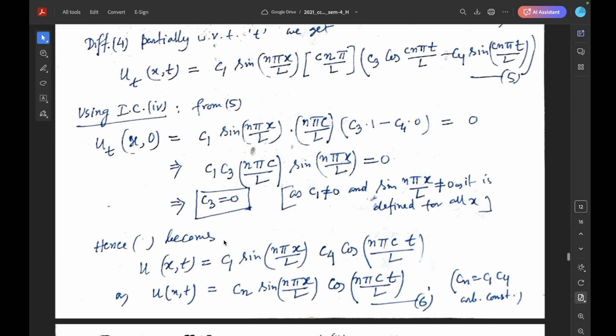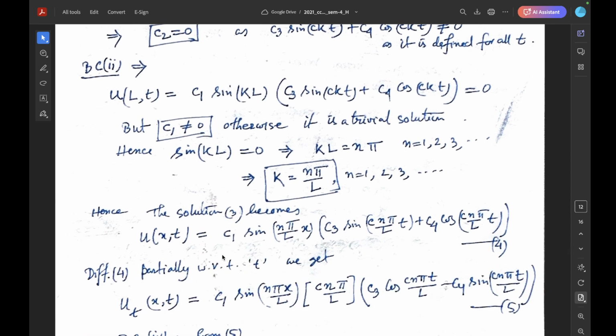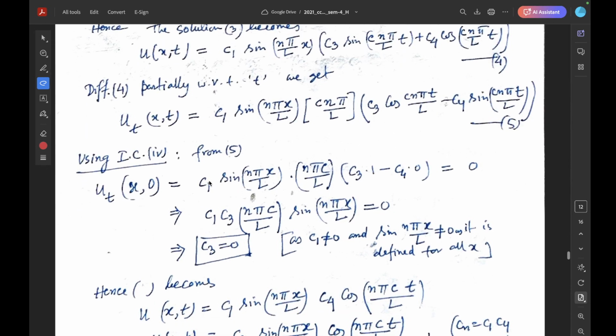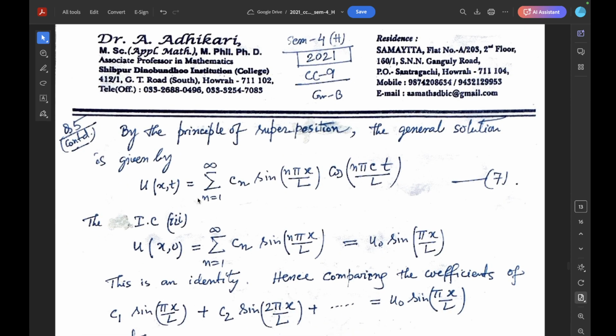Hence equation 4 becomes u(x,t) equals C1 sin(n pi x/L) into C4 cos(n pi ct/L). So we can put Cn equal to C1 into C4. So Cn sin(n pi x/L) cos(n pi ct/L), equation 6. By the principle of superposition, the general solution is given by u(x,t) equals summation n equal to 1 to infinity Cn sin(n pi x/L) cos(n pi ct/L).